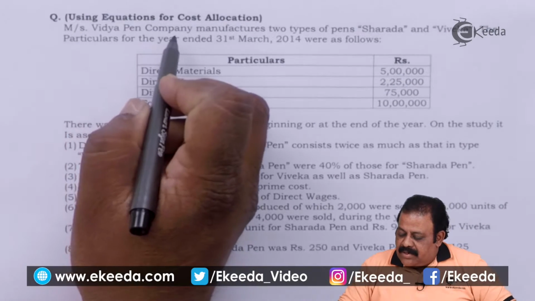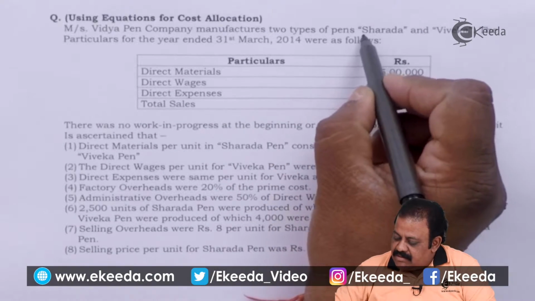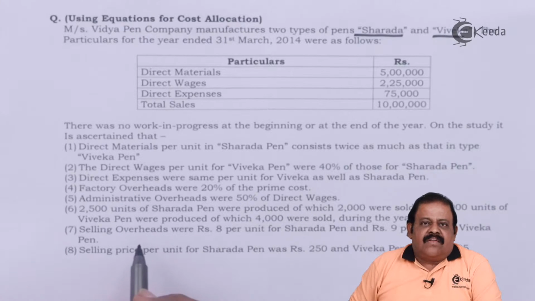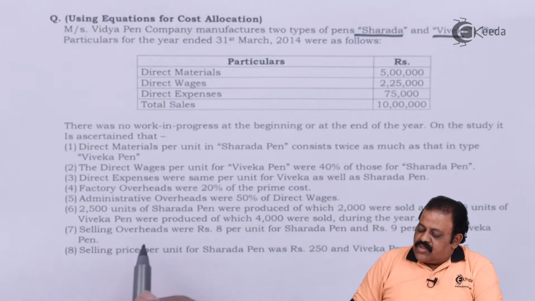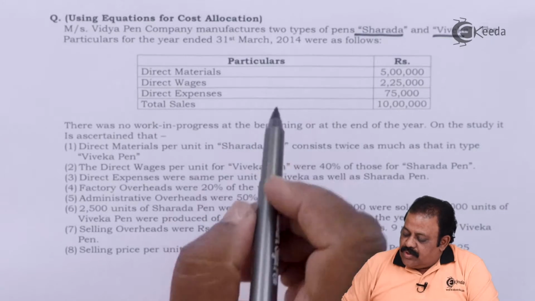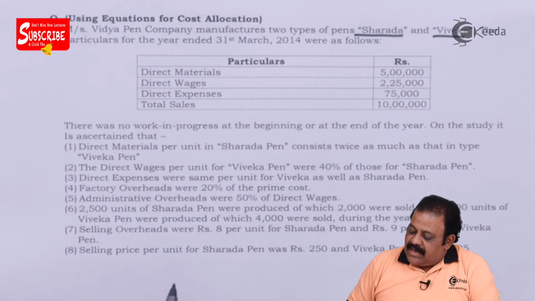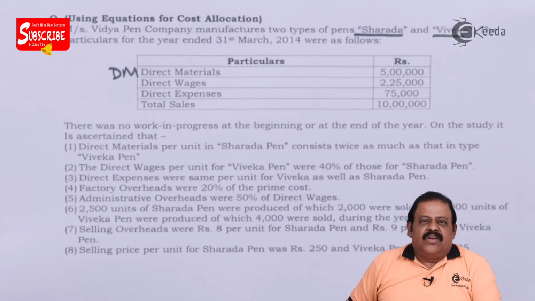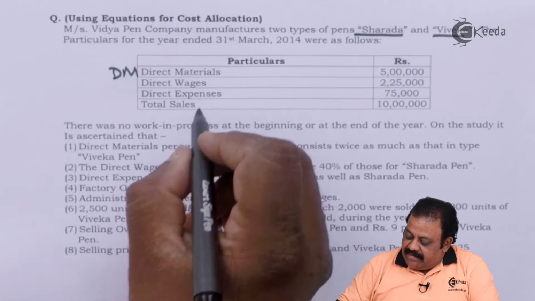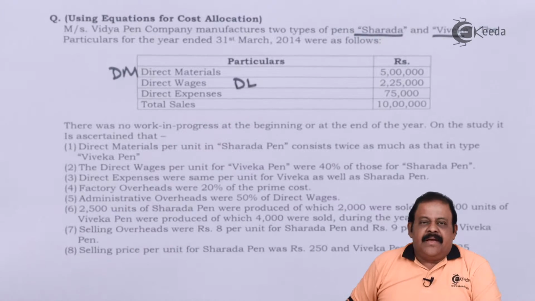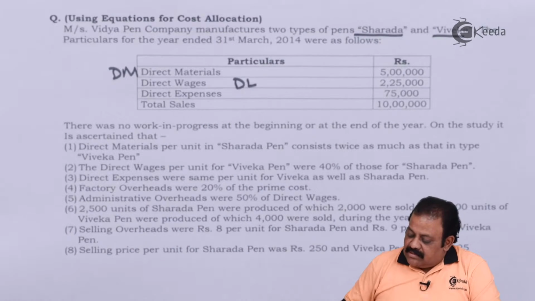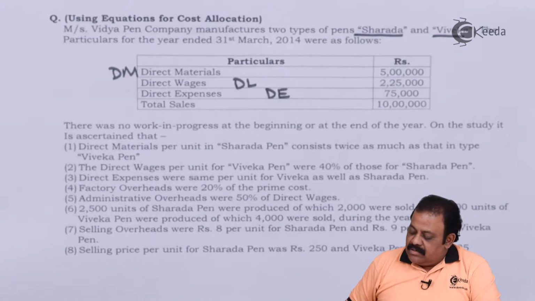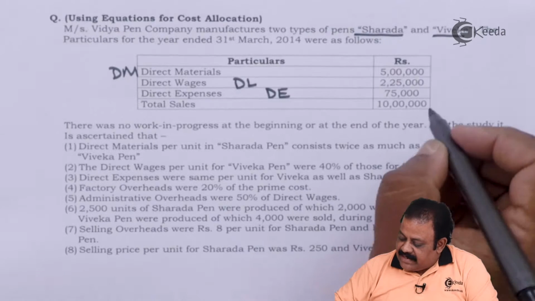Messrs. Vidya Pen Company manufacture two types of pen, Sharda Pen and Viveka Pen. These are the brand names, Sharda and Vivek. The particulars for the year ended 31st March 2014 were as follows. Direct material 5 lakhs. This is total material used for both the products. Direct wages, direct labor for both the products. Direct expenses for both the product. And they have given total sales 10 lakhs.